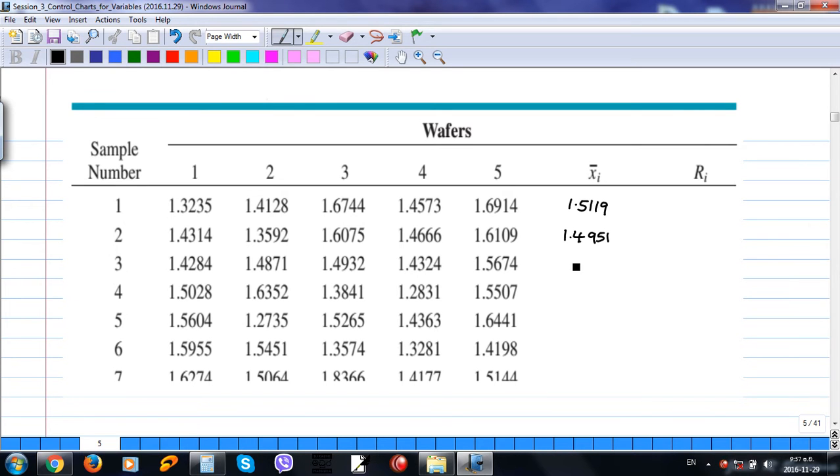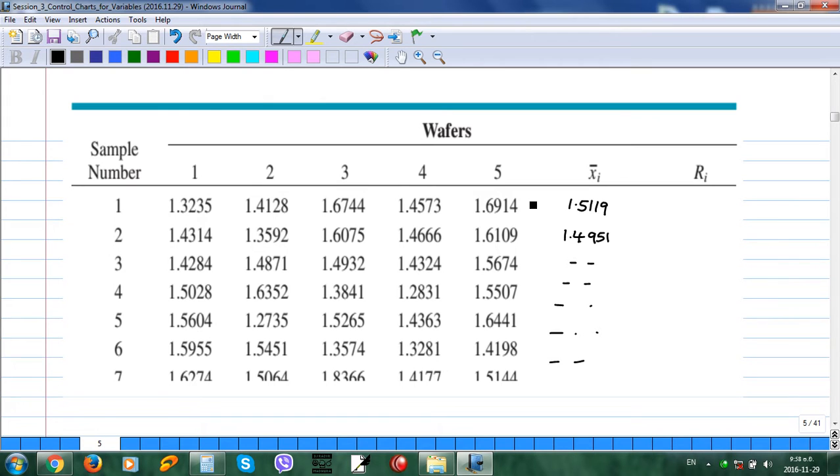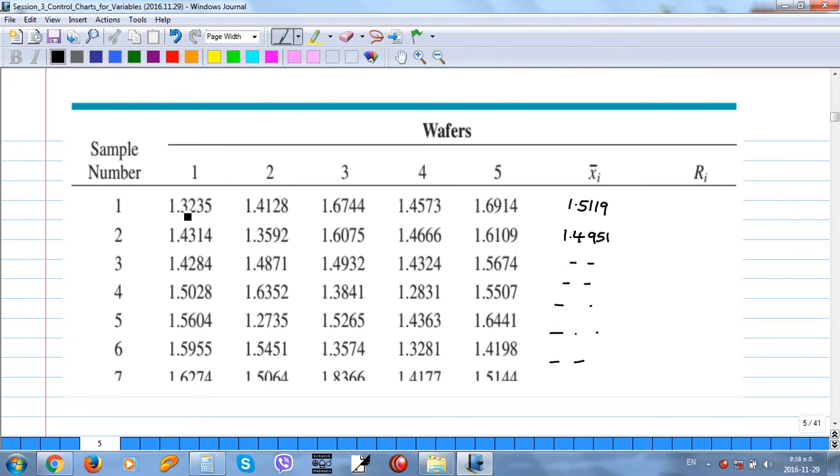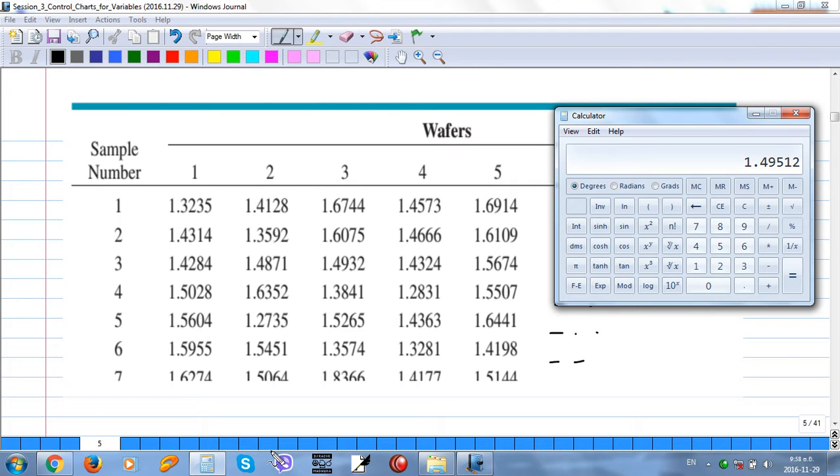In the same way you can find all the values, right? Then Ri means the maximum entry minus the minimum entry. That is the way of finding Ri. The maximum entry here, I think, is 1.6914, and 1.3235 is the minimum one. So we can find the range.